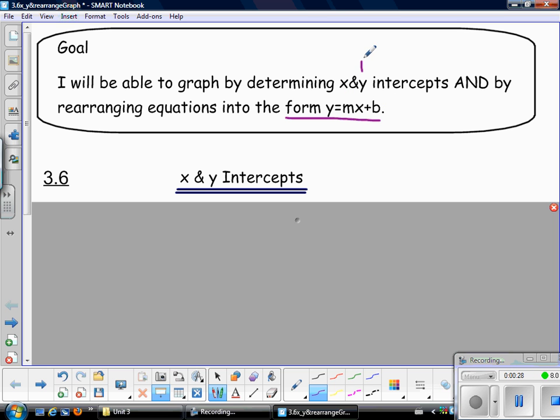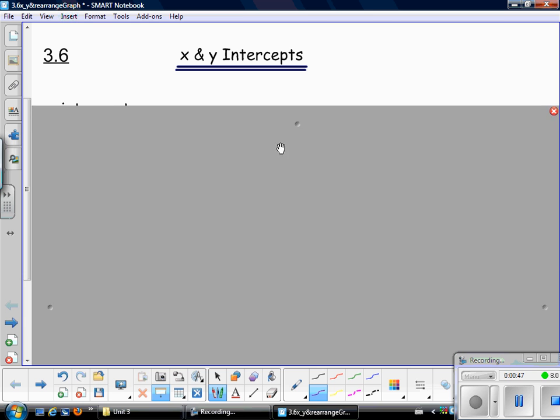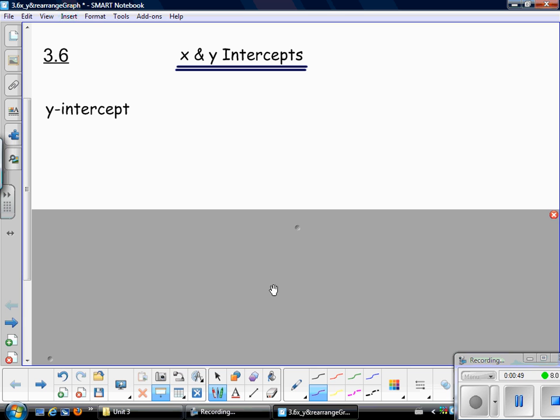So we have two different choices. Our one choice is we can use x and y intercepts, or our other choice is rearrange the equation. Now we did some rearranging of equations in our last unit, so you might be more comfortable with that. However, you do need to be able to do both kinds. Okay, so first of all, x and y intercepts, what are they? Well, actually, they're exactly what you think they probably are.